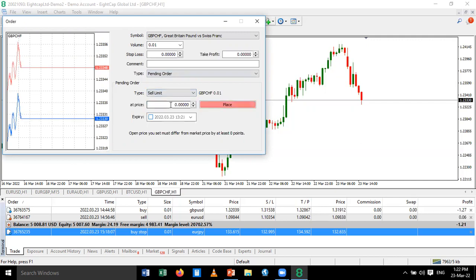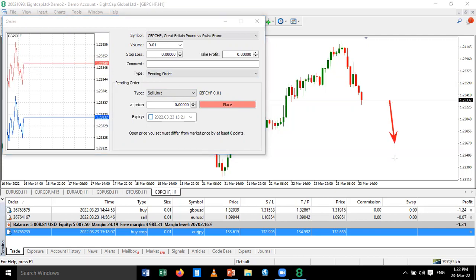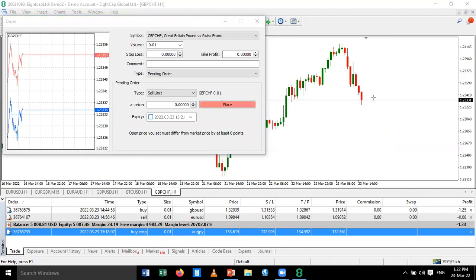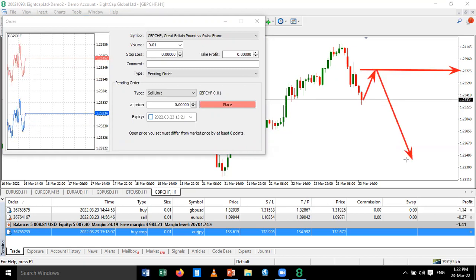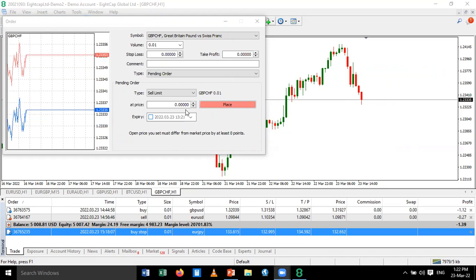Sell limit means placing a sell order above. I want to sell. Market price is here. This is for me to sell from here directly and come down. I want to sell at a price that is above this current market price. So I decide to sell at any price above here, because I believe that the market might go up first before coming down. This is sell limit. So I select sell limit.